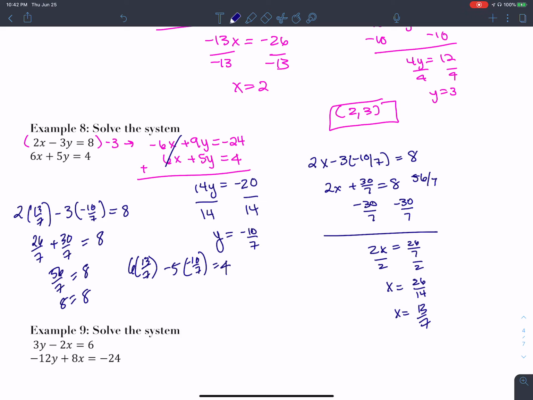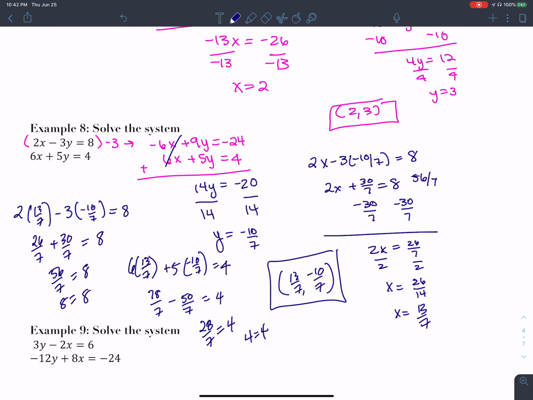So 6 times 13 is 78 plus 50 over 7 needs to equal, that's a plus, so that's a minus. That's helpful. I was like, oh, that's not going to work. So minus 50 over 7. So 78 minus 50, 28 divided by 7 is 4. Look, it works. Perfect. So the answer is 13 over 7, comma, negative 10 over 7. If you ever get funky numbers, you always want to check it.